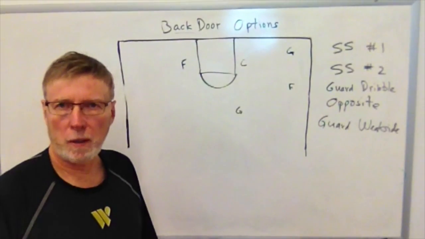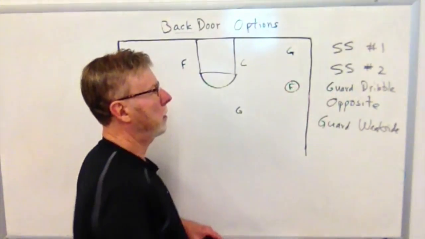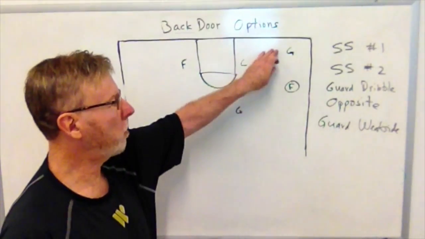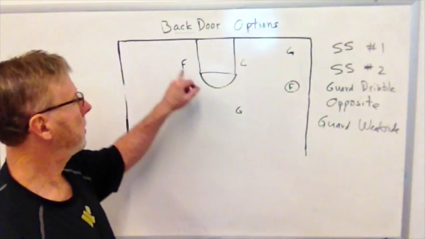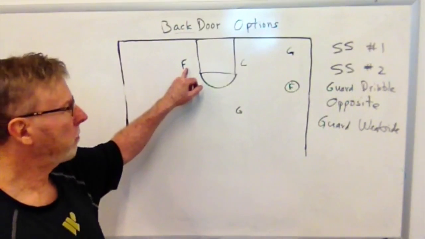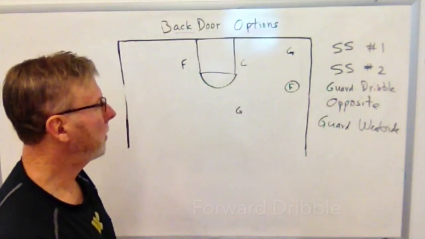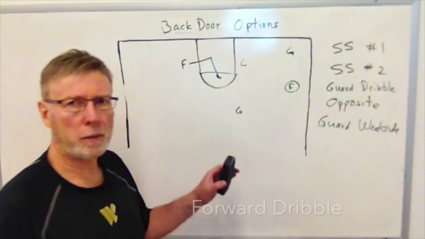So here we have the offense set up: strong side triangle, center at the block, guard in the corner, forward with the ball, another guard at the top, and our forward down here. Trying to get the ball into the center, but we got denial. We talked about we can flash up this man and run back door.